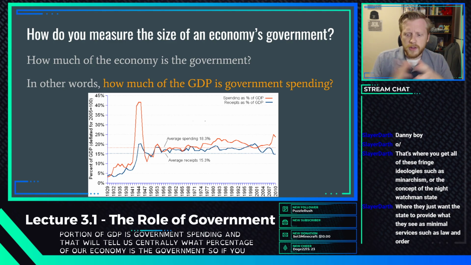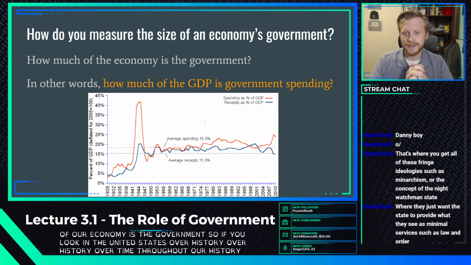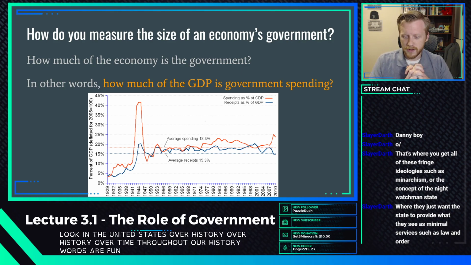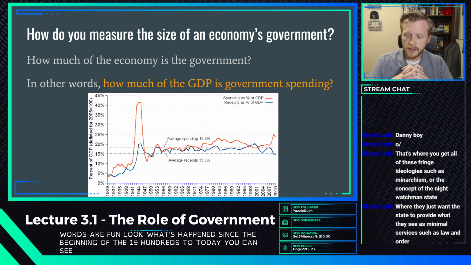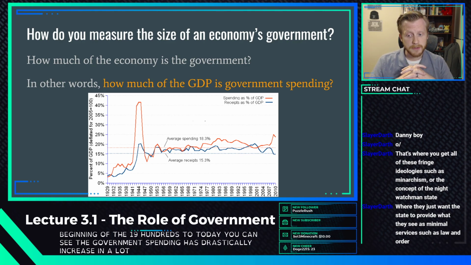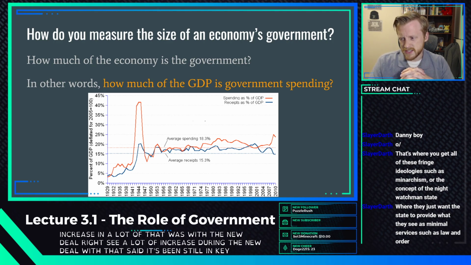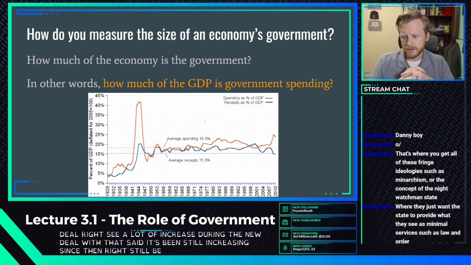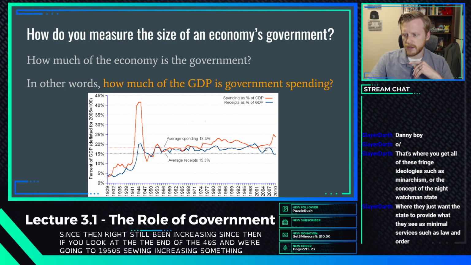So if you look at the United States over time, throughout our history, look what's happened since the beginning of the 1900s to today. You can see that government spending has drastically increased, and a lot of that was with the New Deal. You see a lot of increase during the New Deal. But that said, it's still been increasing since then. If you look at the end of the 40s, where we get in 1950, it's still been increasing since 1950.